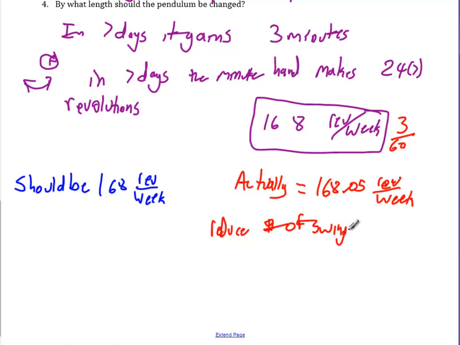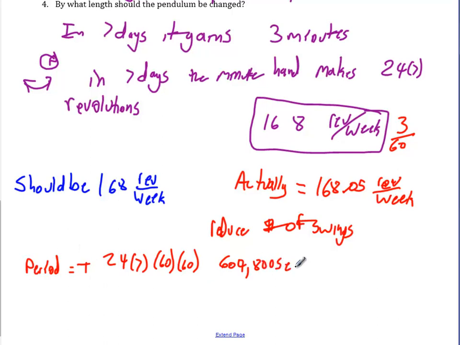Well, how many swings is the pendulum making? Here's what we know about the pendulum. In 1 week, the period is T. So 1 week is 24 hours per day, 7 days per week, 60 minutes per hour, 60 seconds per minute, and that gets us a really big number, 604,800 seconds in a week.